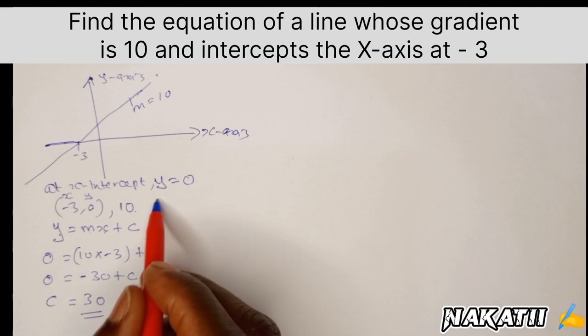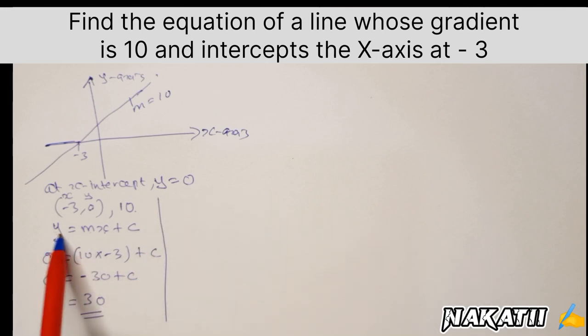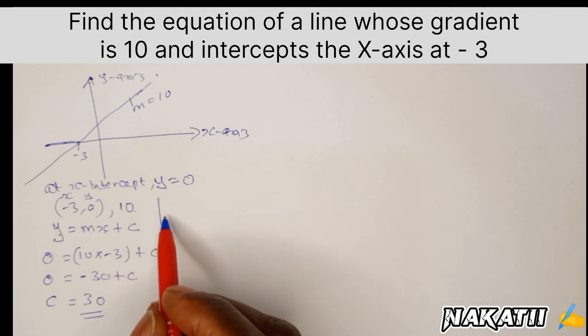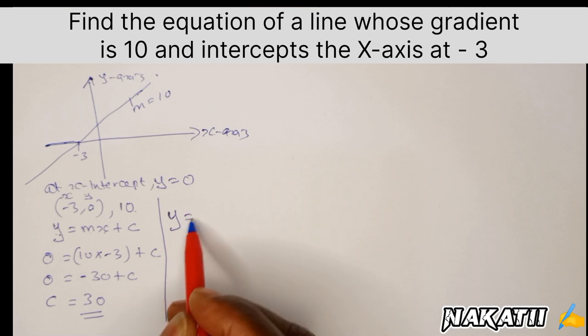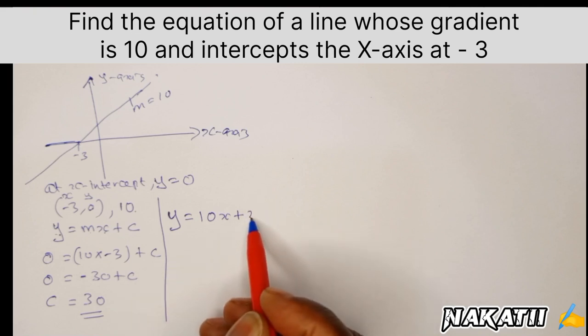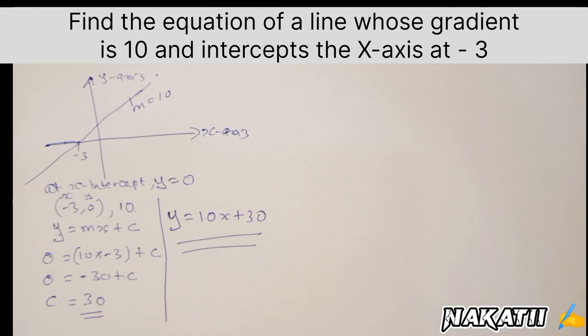Therefore if you go back to the equation of a straight line, which is y is equal to mx plus c, now we know what c is. So the equation will be y is equal to m, which is the gradient, 10x plus our c, which is 30, and this will be the equation of that line.